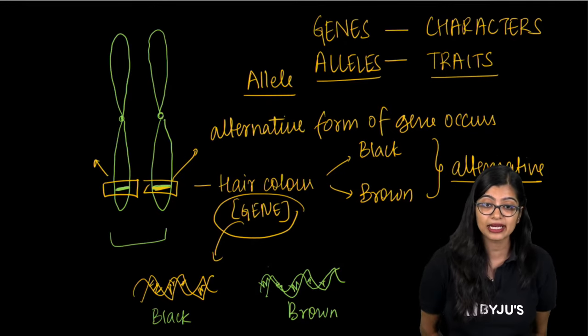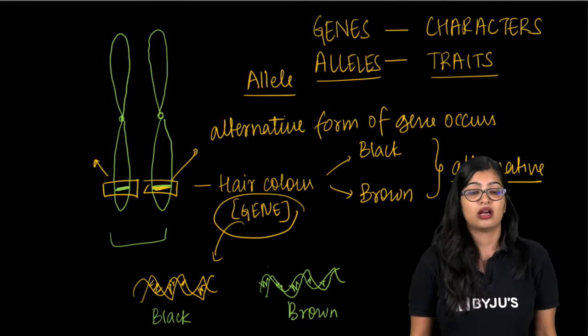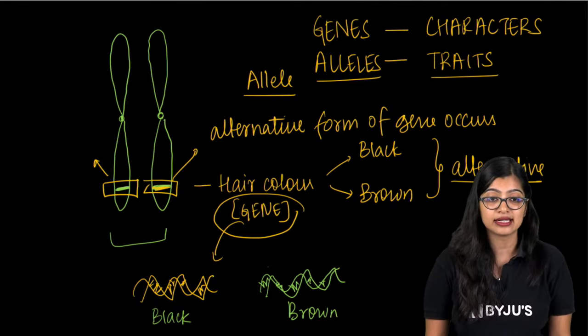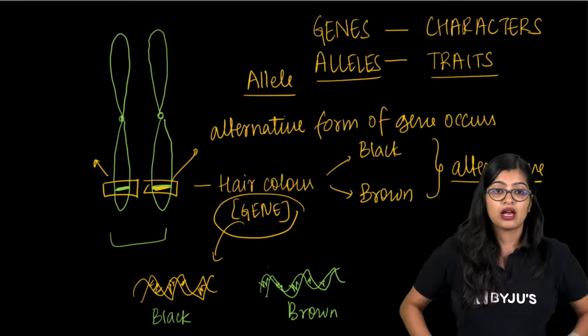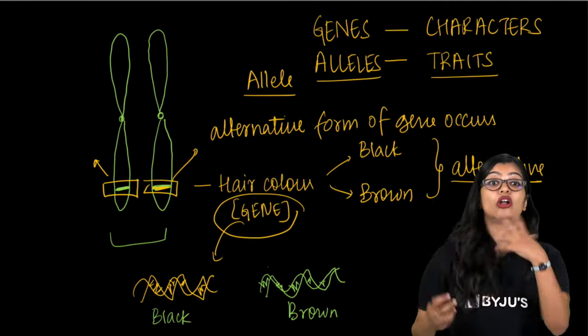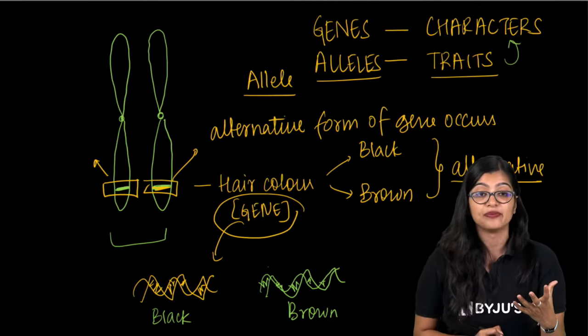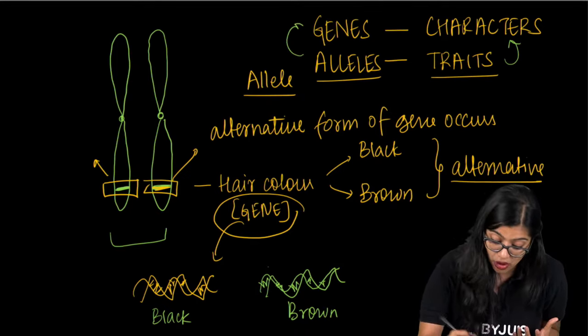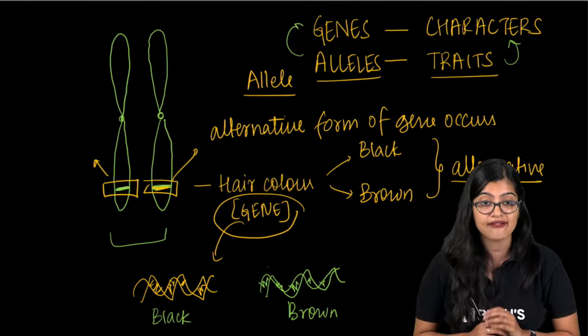Are we clear with this? What is the difference between allele and trait? A trait is an alternative form of a character. What is an allele? An allele is the alternative form of a gene. Are we clear with this?